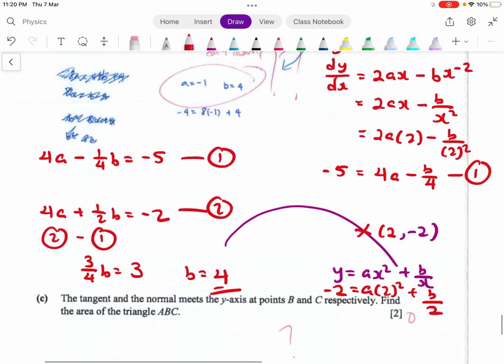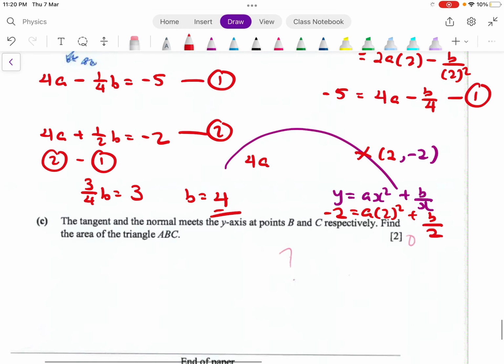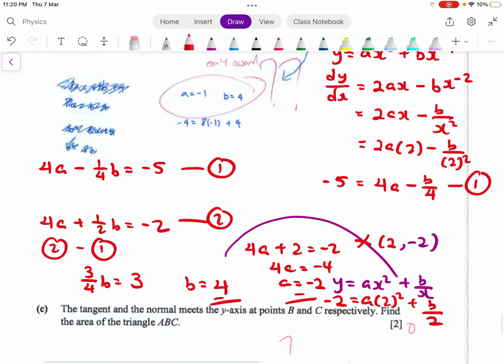Okay, with this, obviously I can find a, quite simple. I can substitute into any equation I like, so I use equation 2. Negative 2 equals 4a plus half b. Since b is 4, half b is 2. So 4a equals negative 4, and a is equal to negative 2. Done. So a is negative 2, b is positive 4. Hopefully I calculated correctly. Wait, double check. 4, 2, yes, correct. So a is negative 2, correct.